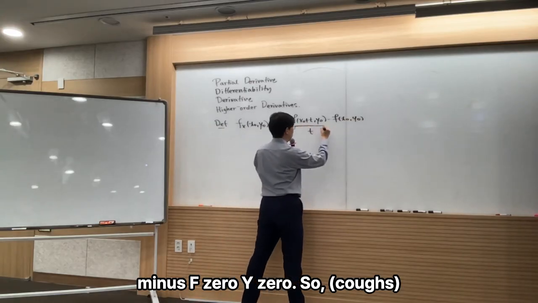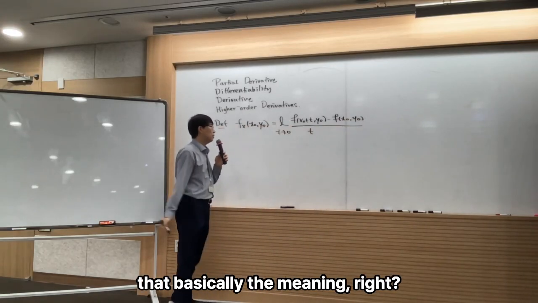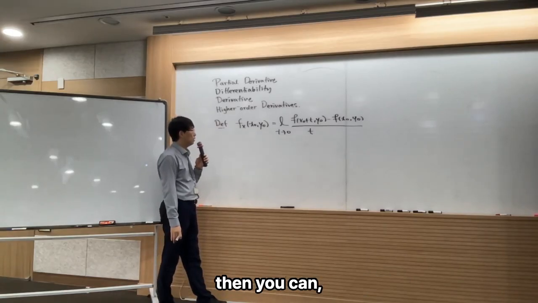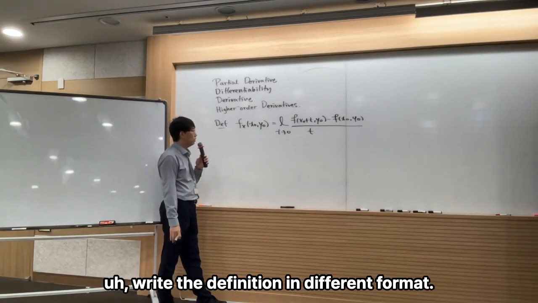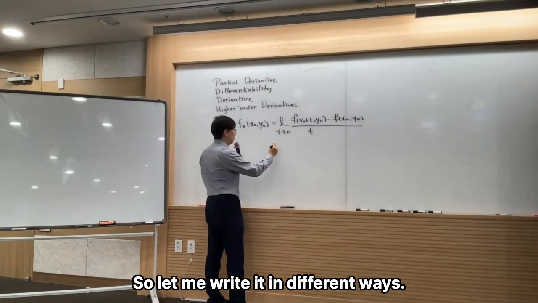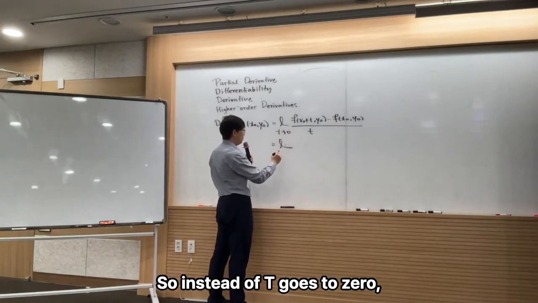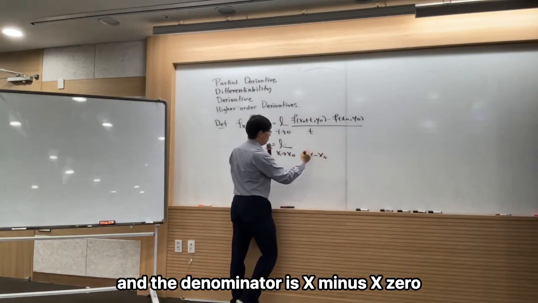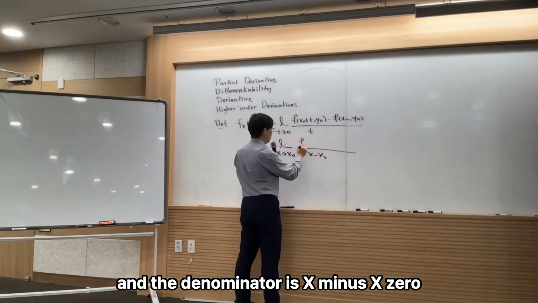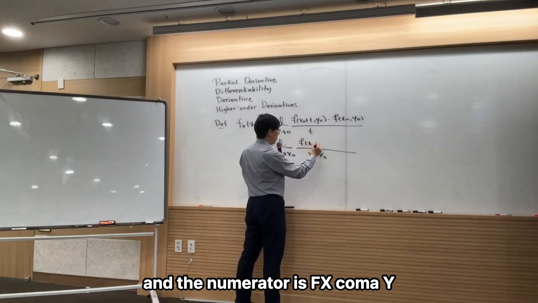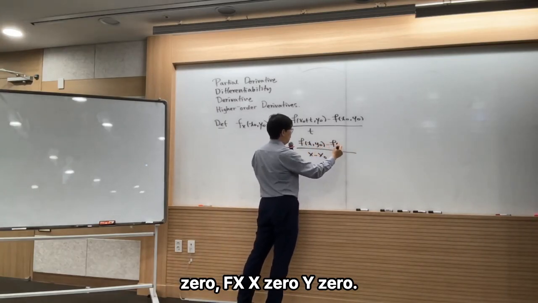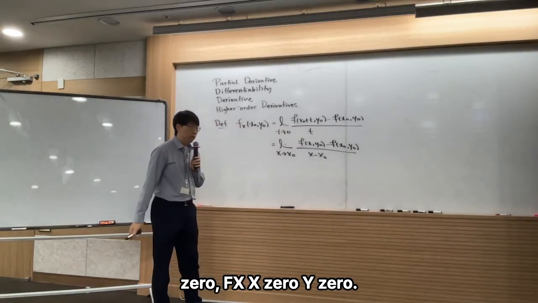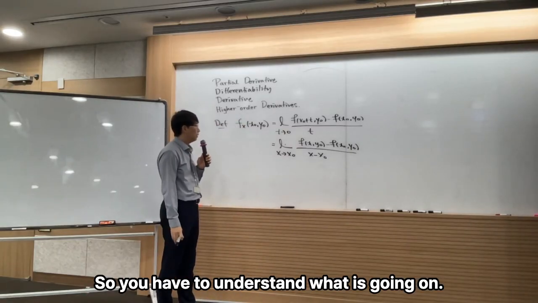By the definition, it means basically it's the meaning, right? If you know the meaning, then you can write the definition in a different format. So let me write it in a different way. Instead of t goes to 0, I can let x go to x0, and the denominator is x minus x0, and the numerator is f(x, y0) minus f(x0, y0). So you have to understand what is going on.